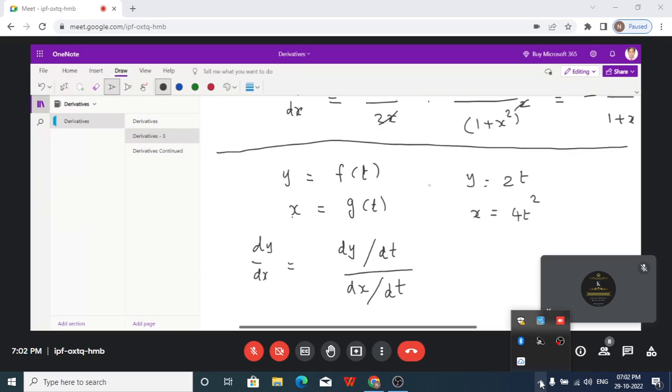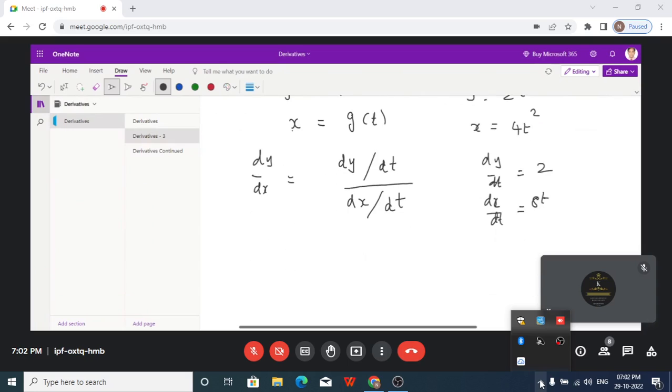So in the case where y equal to 2t and x equal to 4t square, what is dy dt? 2. dx dt is 8t. Therefore, dy dx is 2 by 8t, or 1 by 4t. So we can do it like that.